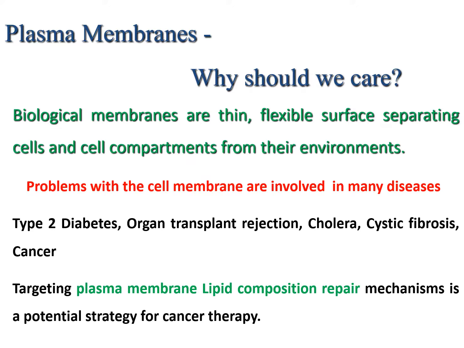Organ transplant rejection is a very important thing, in which the donor and receptor membranes should be matched with each other. So if there is any defect in the plasma membrane, organ transplant rejection happens. And cholera, you'll be knowing, toxins may be introduced into the body if the plasma membrane is not properly working. Cystic fibrosis may happen due to thickening of the mucous membrane, and in cancer, targeting plasma membrane lipid composition repair mechanism is a potential strategy for cancer therapy. So these are the disorders if the plasma membrane is defective.